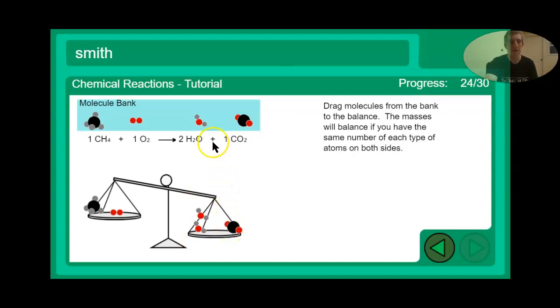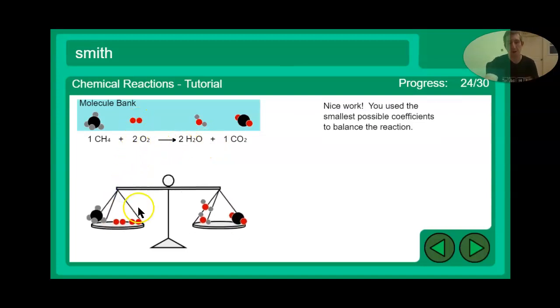2 plus 2, this plus sign is a literal plus sign. 2 plus 2 is 4. I only have 2, so I need to bring in 2 more. I can only bring in them as sets of 2. Now that I have 2 diatomics here, I need the coefficient 2 there. Nice work.